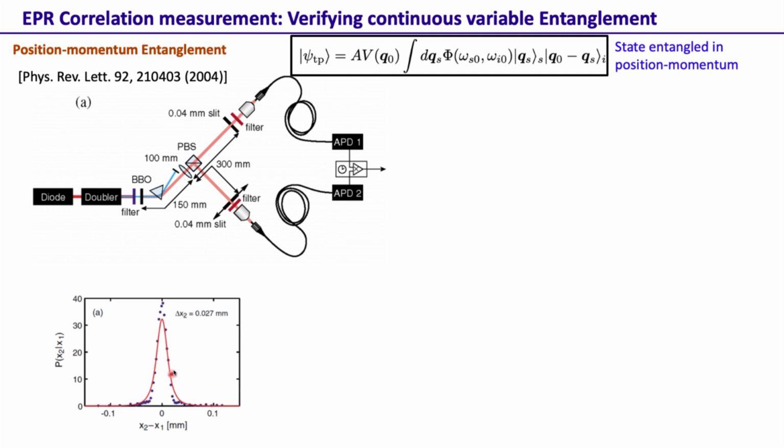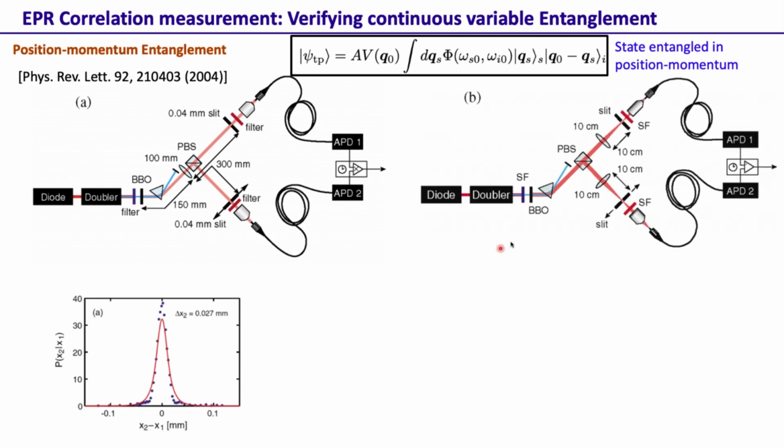So this is the probability that, having detected a photon at x1, we detect the photon at x2, where x2 is varying. And the width of this coincidence detection will then be the uncertainty in the measurement of x2, that is, the position uncertainty of the second photon.